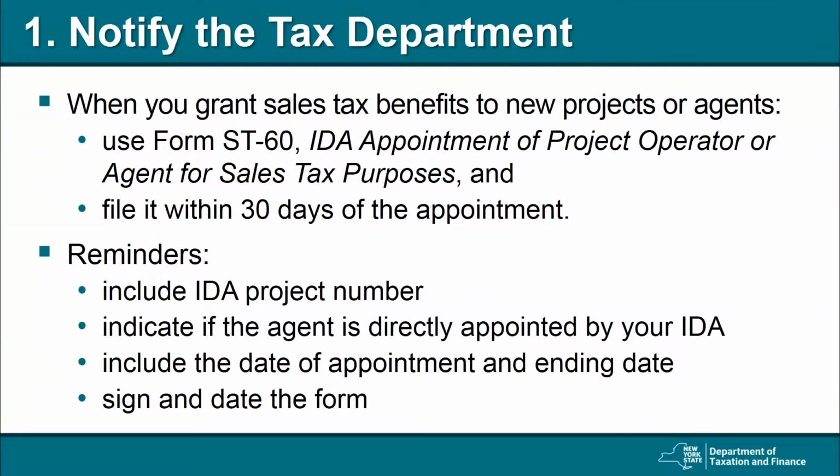We also need to know if the agent is directly appointed by the IDA, and there is a little checkbox for that. It's labeled "if directly appointed," obviously. We do need to know the date of the appointment and the ending date of the appointment. And as always, sign and date the form. We can't finalize it without that. And obviously, there's no need to file an ST60 if there are no sales tax benefits that are extended to a project.